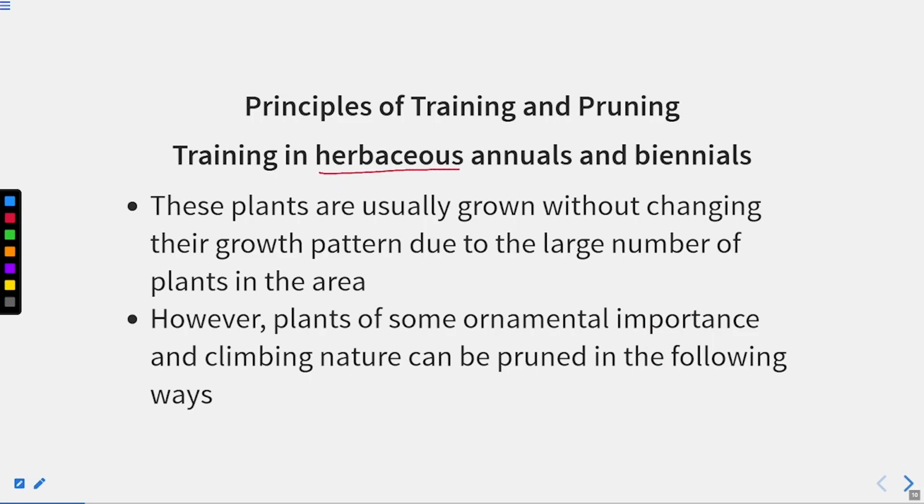Training in the herbaceous, annuals and biennials. So these plants usually grow without changing their growth pattern due to the large number of plants in an area. So these are seasonal. Some of these herbaceous plants are seasonal. So they grow in a similar pattern and they grow in a big area. A large number of plants are grown. So, however, plants of some ornamental importance and climbing nature can be pruned in the following ways.